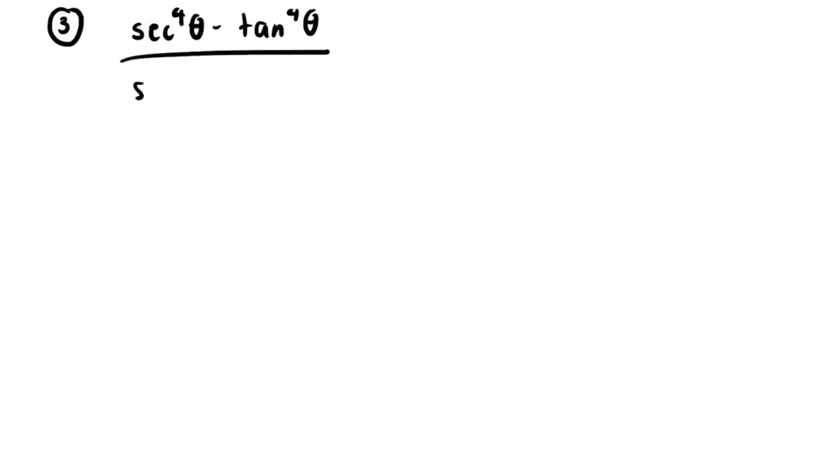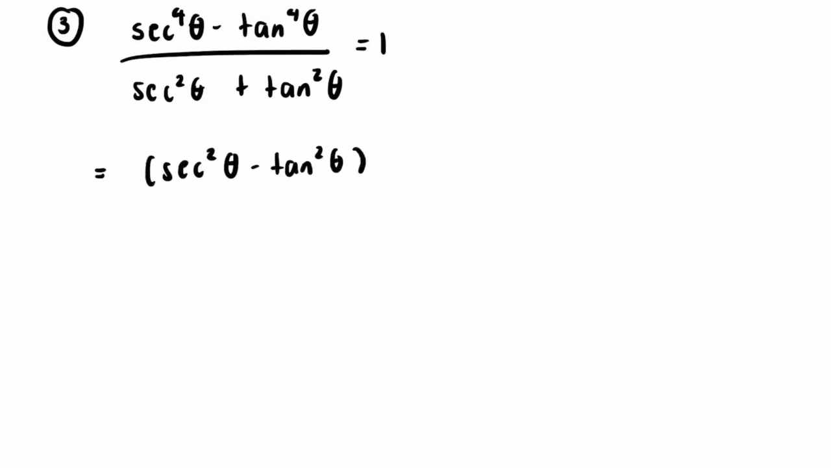Now, for our third example, we'll be discussing an easy question. We'll be proving secant to the fourth theta minus tangent to the fourth theta over secant squared theta plus tangent squared theta is equal to 1. The side that we'll be proving is the left side. For the first step, secant to the fourth theta minus tangent to the fourth theta is to be factored out. Therefore, it will be secant squared theta minus tangent squared theta and secant squared theta plus tangent squared theta.